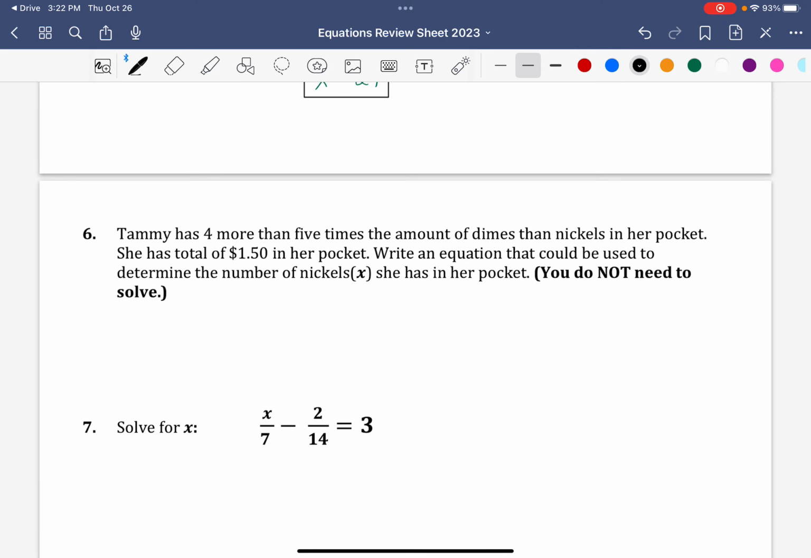All right, number 6 is one of our word problems. It's going to show up on the test as a multiple choice question, so I will give you a couple strategies after of how we can narrow down choices. But let's just take a look and just dive into this one.